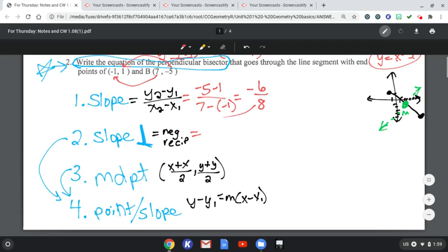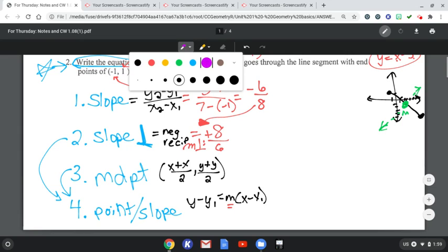But that slope, we have to take its negative reciprocal. So -6 over 8 becomes +8 over 6 for the slope perpendicular. So that's our m perpendicular value that we're going to need for down here in our point slope equation. So steps 1 and 2 we've done. Step 3 is our midpoint.